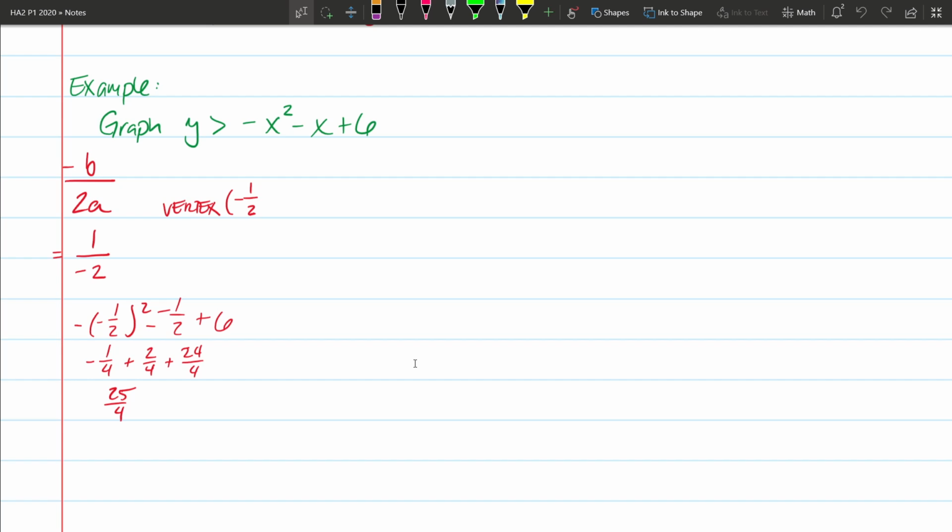I'm going to say, so negative 1/2, comma, 25/4 is my vertex. That is a really inconvenient vertex. Of course, it's a math problem. All right, so if I look at that and I factor it, we swap it over to x squared plus x minus 6. That factors to x plus 3, x minus 2.